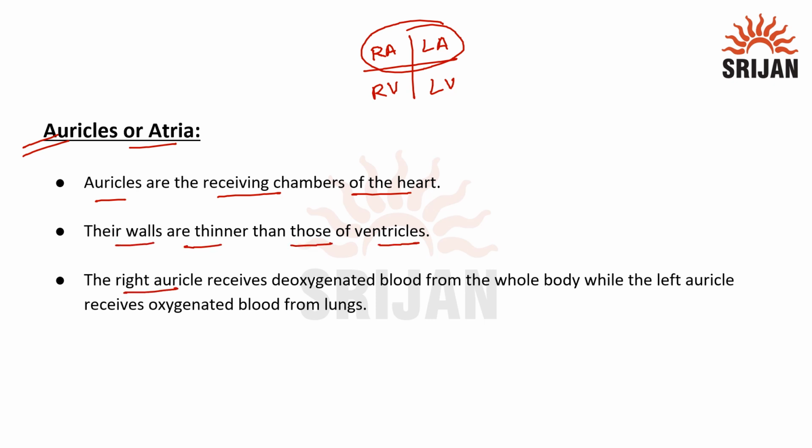The right auricle receives deoxygenated blood from the whole body, while the left auricle receives oxygenated blood from the lungs. So this is the right atrium or right auricle, which will receive the deoxygenated blood from the entire body. And here we have left atrium or left auricle, which will receive oxygenated blood from the lungs.